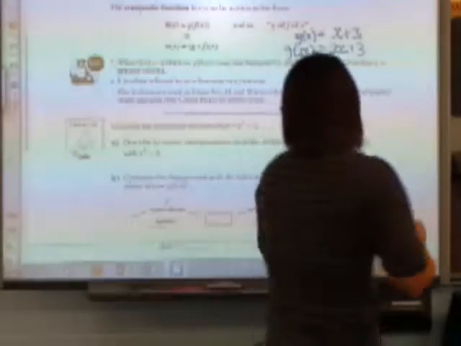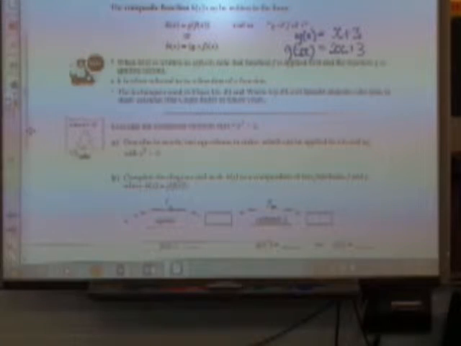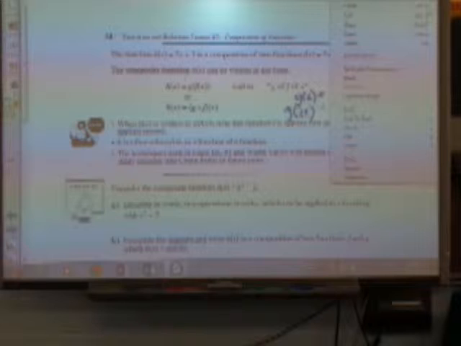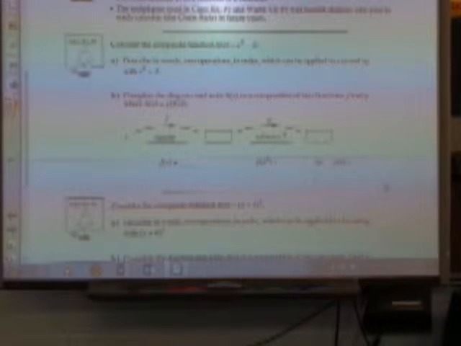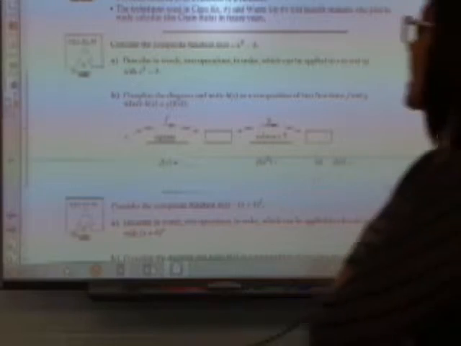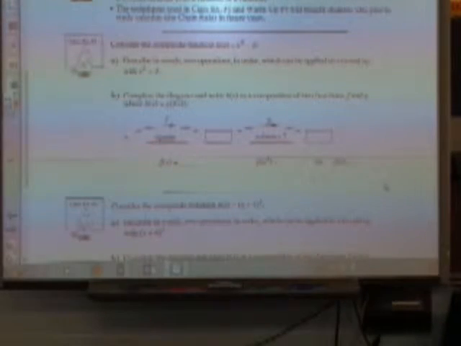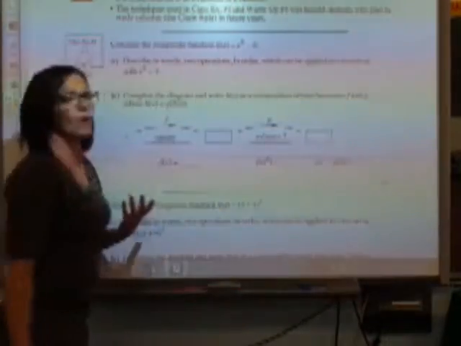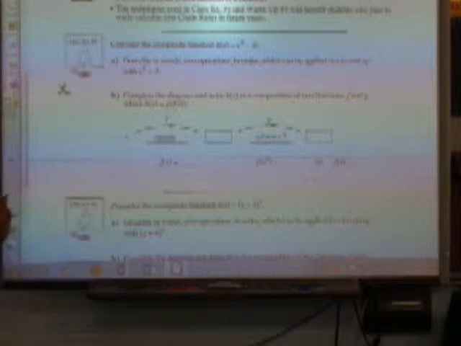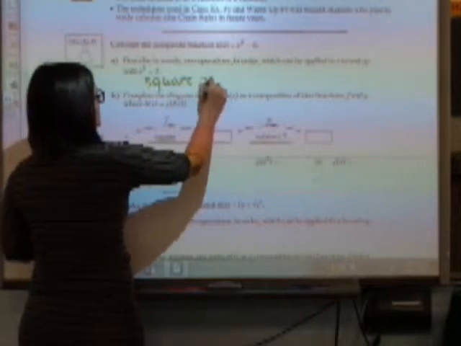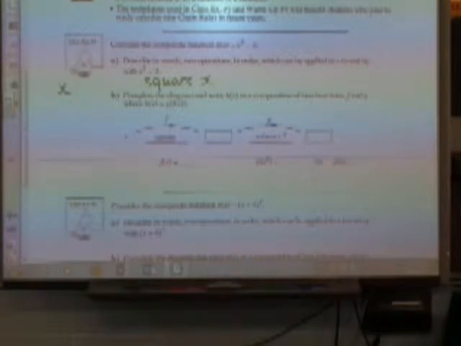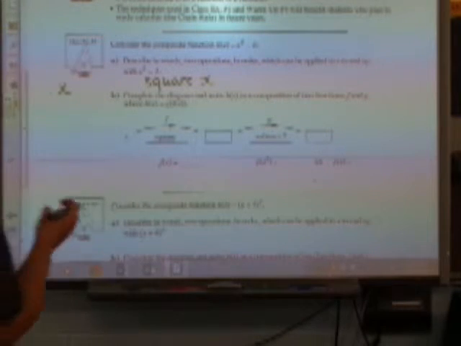There we go. So if we look at class example number 1, consider the composite function h of x equals x squared minus 2. It says, describe in words 2 operations in order which can be applied to x in order to end up with x squared minus 2. So think, if I start off with x, what would I have to do to x to get to this x squared minus 2? Square x. And what else? And subtract 2.